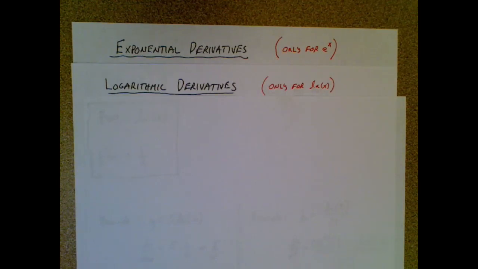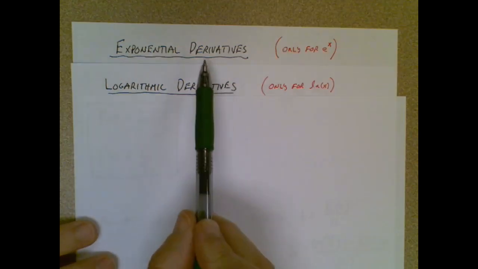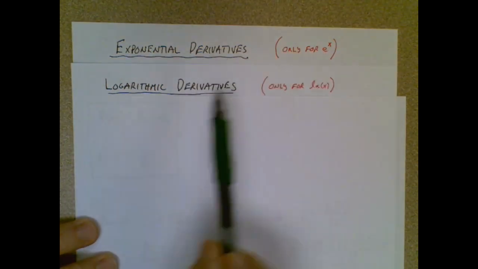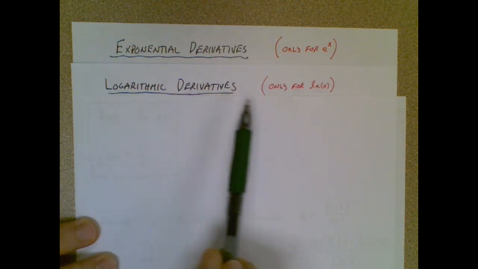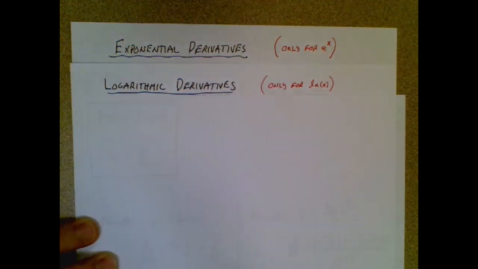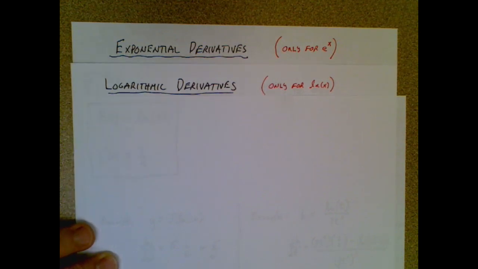We're going to take a look at two new derivative rules today: exponential derivatives and logarithmic derivatives. However, you should be very, very aware of this fact. The exponential derivative we're working with today only works for e to the x, and the logarithmic derivative only works for natural log of x. Lucky for us, e to the x and natural log of x are the type of exponential and logarithmic functions that are going to show up almost all of the time.